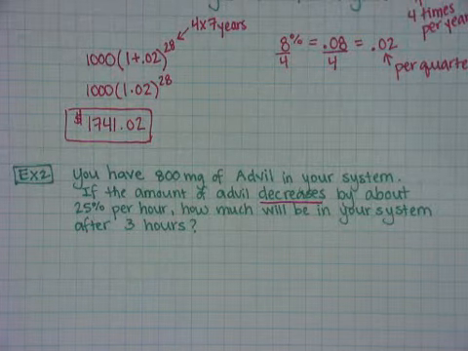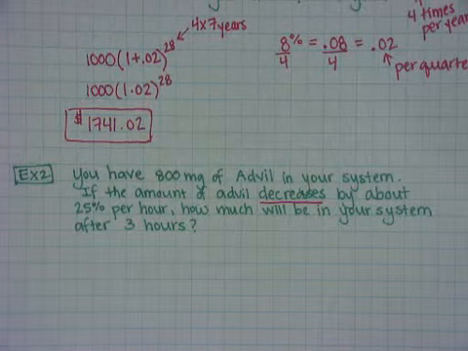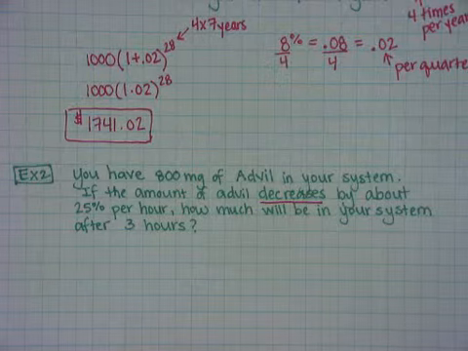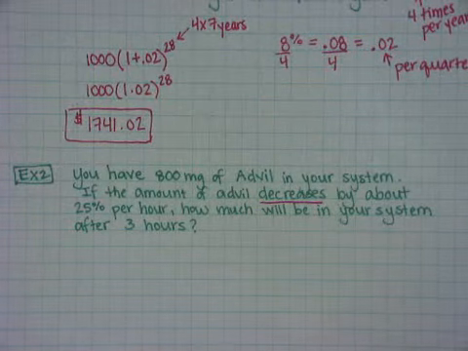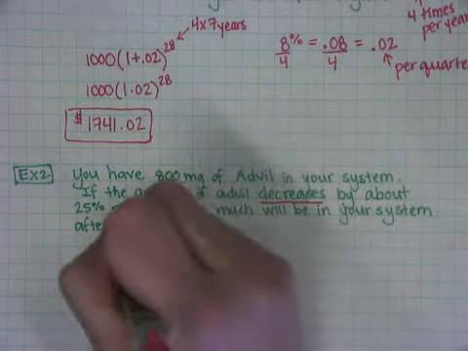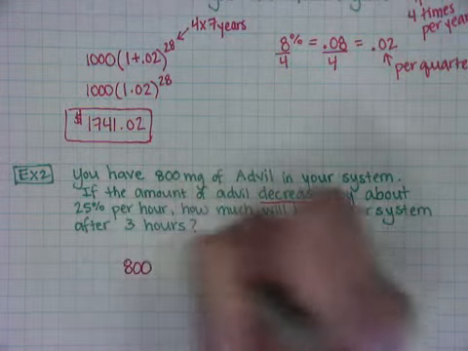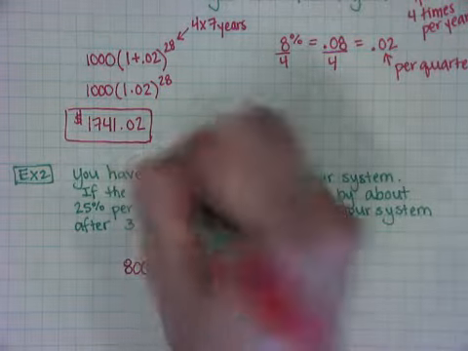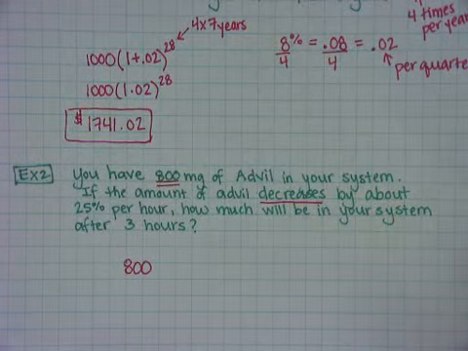So is this one of the situations where it's growth or is this decay? Okay. It's decay because it's decreasing, good. And so then the first thing you do is find out how much your initial amount is. How much do we start with? 800 milligrams. Good, thank you. So we start with 800 milligrams.